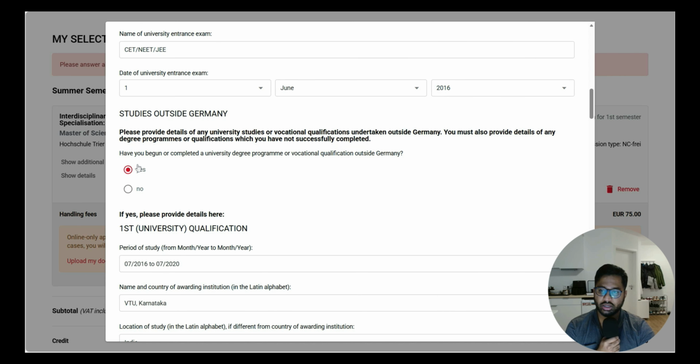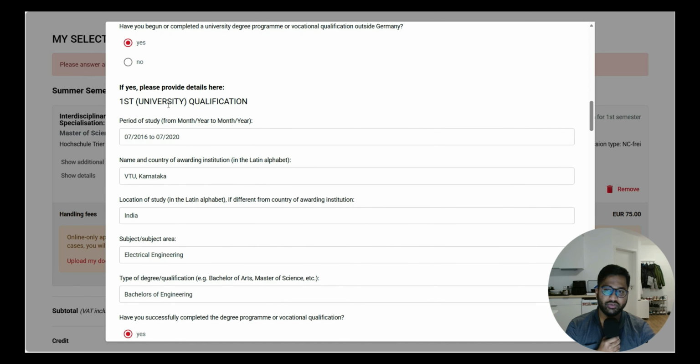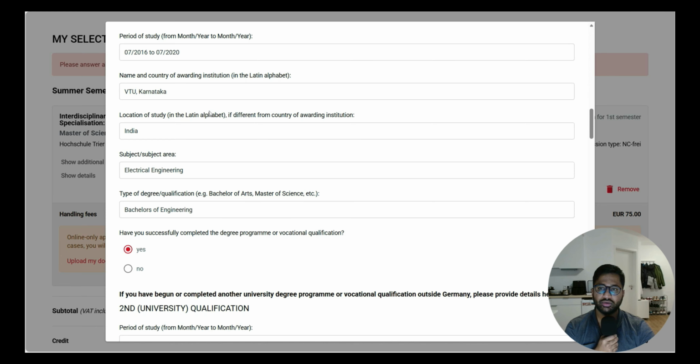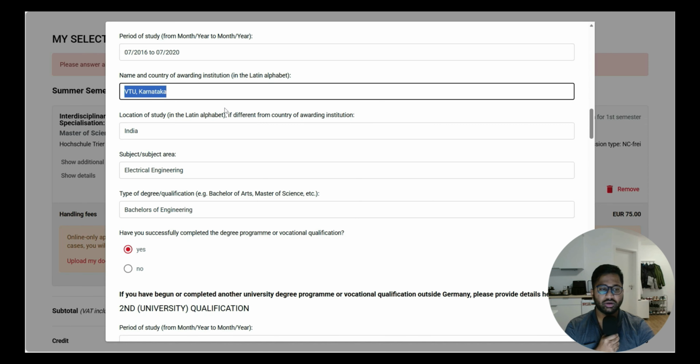Studies outside Germany: yes, we have done studies outside Germany, or begun or completed a degree program, and that first university qualification will be our bachelor degree, which we did for 4 years. I did it from 2016 to 2020. This is my bachelor degree program, 4 years. I did it at VTU Karnataka, Visvesvaraya Technological University, and this is in the Anabin database, and it also got me an H+ rated university. It is also proof that yes, I will get an admission if I have fulfilled the requirements. But if your university is rated H+/- or minus, then please don't apply. You will get a rejection and you won't get a visa.